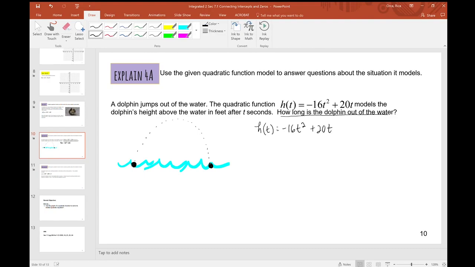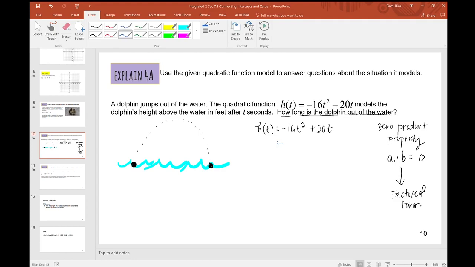To solve this problem, I'm going to use the zero product property, which states that a times b equals 0. But before we can use that, we need to make sure that our function is in factored form. Unfortunately, our function is not in factored form. So let's go ahead and rewrite it so that it is in factored form. Let's factor negative 16t squared plus 20t.